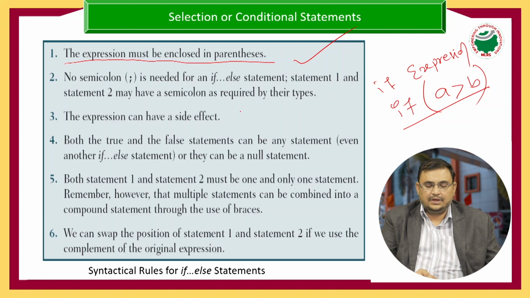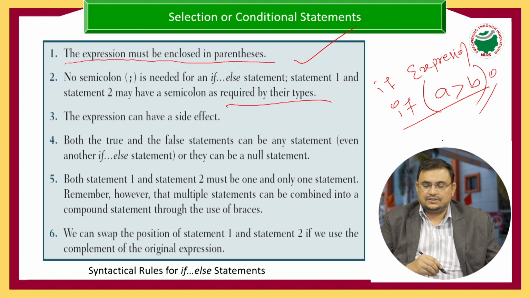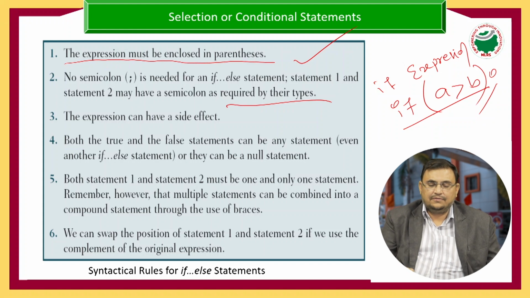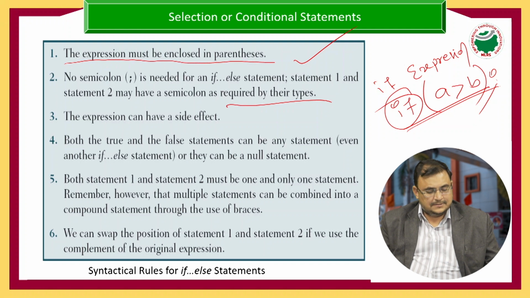Statement 1 and statement 2 may have semicolons required by their types. An if should not end with a semicolon. It is not an error; it means an if with a null statement. But you should not write a semicolon after the parenthesis of if. And if must be in small case letters because all reserved words in C are in small case.